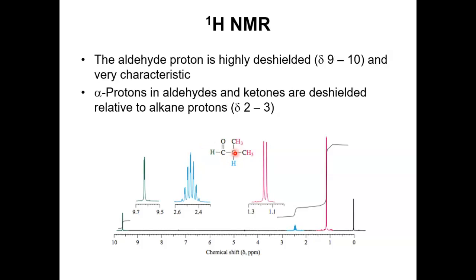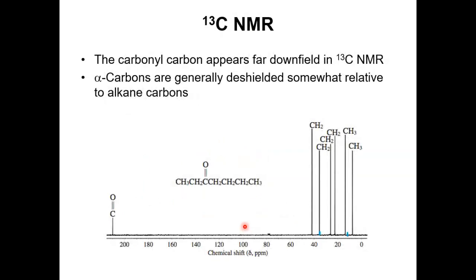And if you have a proton on the carbon next to the carbonyl, and this carbon, as we're going to see later on, we call the alpha carbon, the chemical shift value is generally around 2 to 3. This is again related to the carbonyl group.